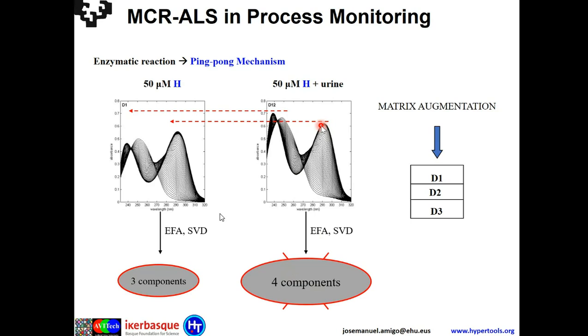So this is one of the problems that MCR has, what we call rank deficiency. Okay, we have a species that absorbs, but it cannot be detected because the absorbance of that species is constant through the reaction. Okay, so what we did is to solve it with something that we call matrix augmentation, and I will explain to you later how.